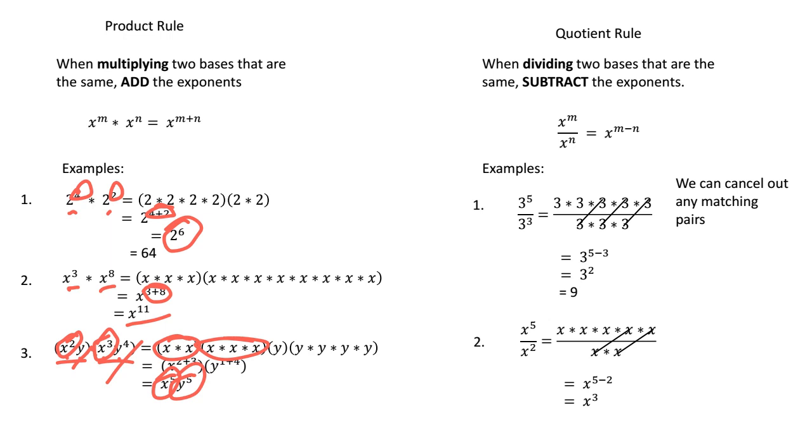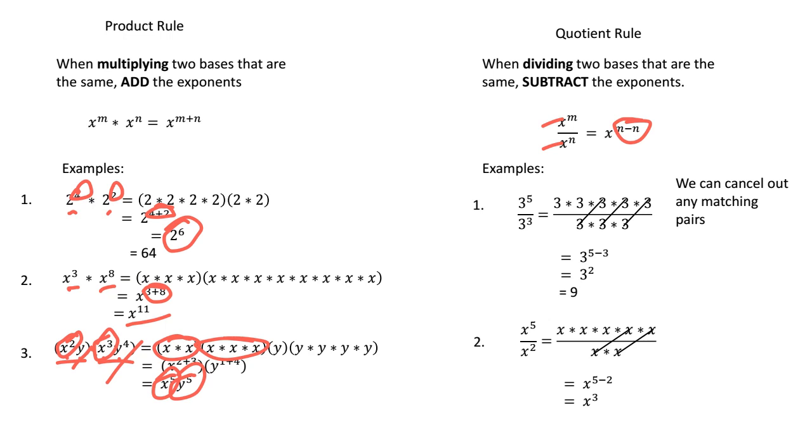Next is the quotient rule, which says when dividing two bases that are the same, we're going to subtract the exponents. So here on top of the fraction, I have x to the m. On the bottom, I have x to the n. Since I don't really know what m and n are at the moment, I know that if they do have the same base, and if I did know what m and n were, then I would just be subtracting their exponents. So here we have two examples.